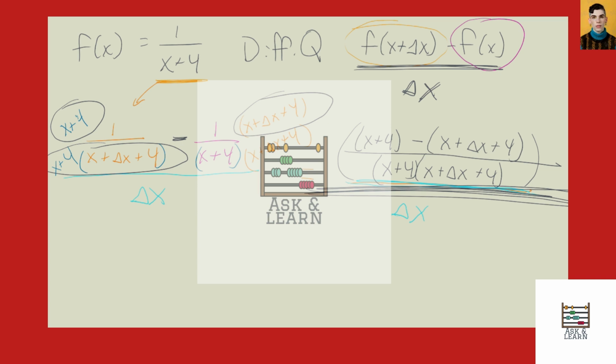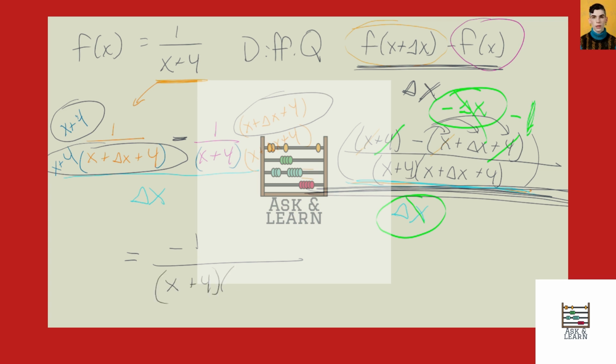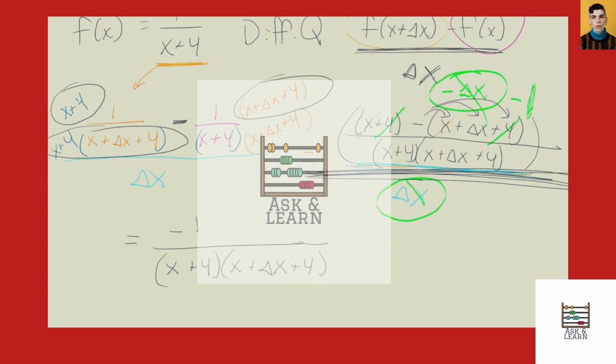Once you distribute these negative signs, everything on the top cancels except for a negative delta x, right? This cancels this, this cancels this, and we're just left with negative delta x. But then notice this green delta x cancels this blue delta x, so now I'm just left with negative 1 on the top. So my final answer is negative 1 over x plus 4 times x plus delta x plus 4. All right, and that's your final answer.